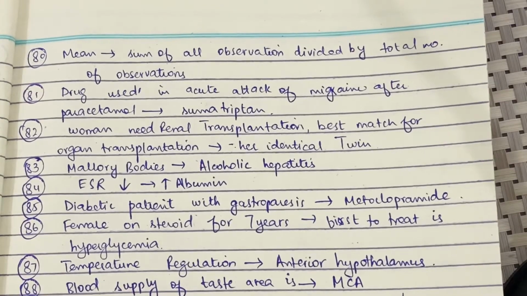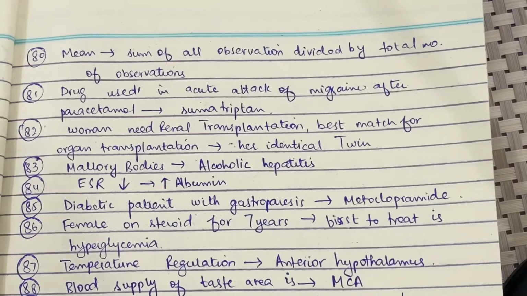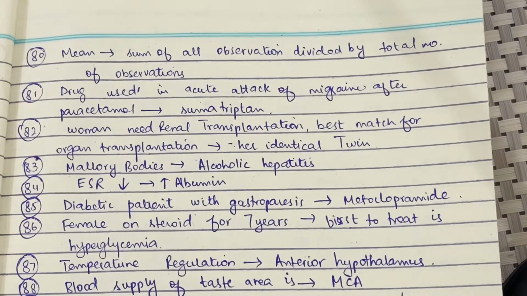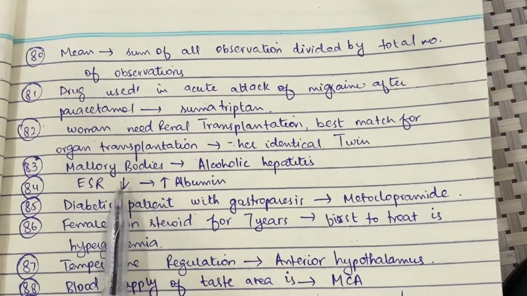Bismillahirrahmanirrahim. It is a continuation of the previous two videos, and we are discussing the February 15, 2022 FCPS Part 1 Medicine and Allied attempt. The MCQ number 80 would be: the mean is the sum of all observations divided by the total number of observations. Drug used in the acute attack of migraine after paracetamol is sumatriptan.